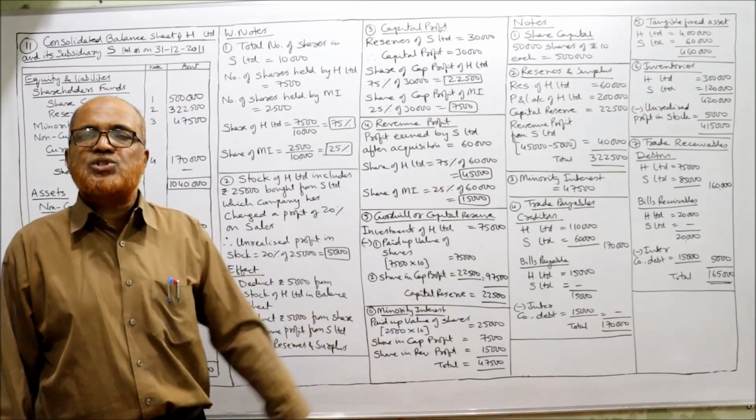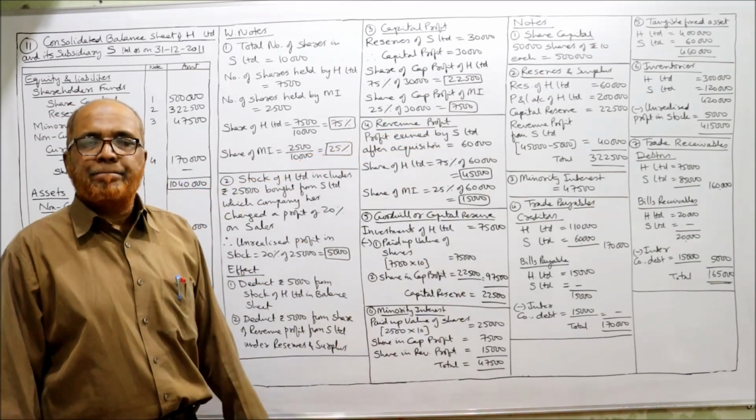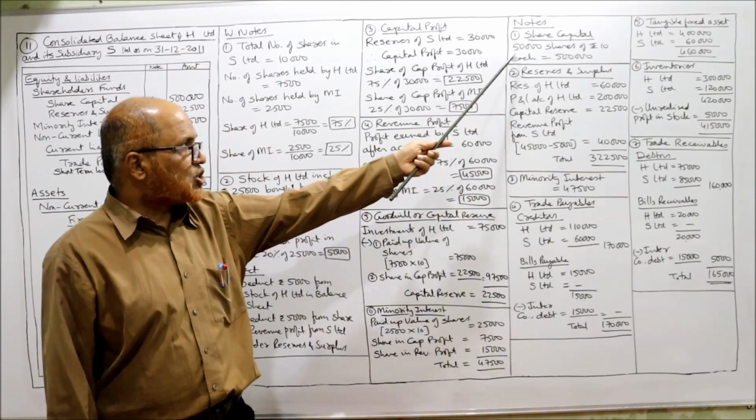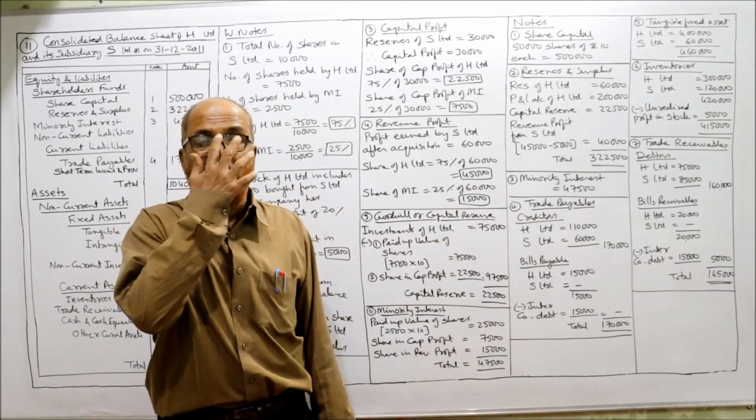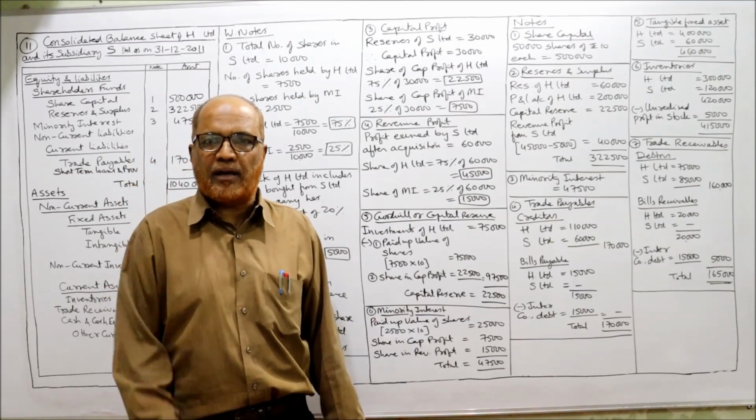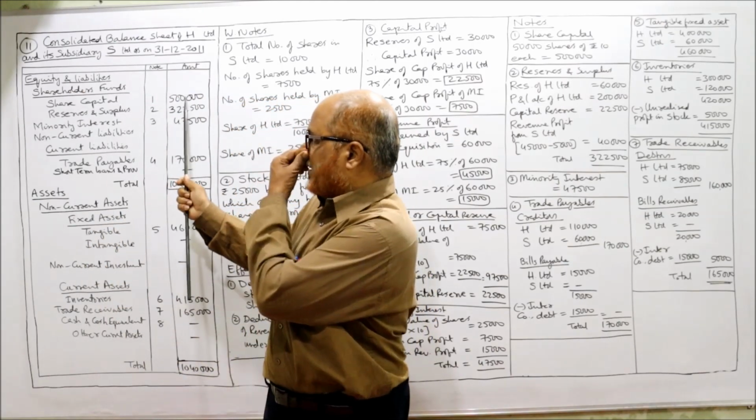Now we'll come to the notes forming part of the financial statements. First note, share capital. In the balance sheet you can see how many shares there are: 50,000 shares of rupees 10 each, 5 lakh, of the holding company. Share capital will take only the holding company, not the subsidiary company. So 5 lakh rupees we have taken here.